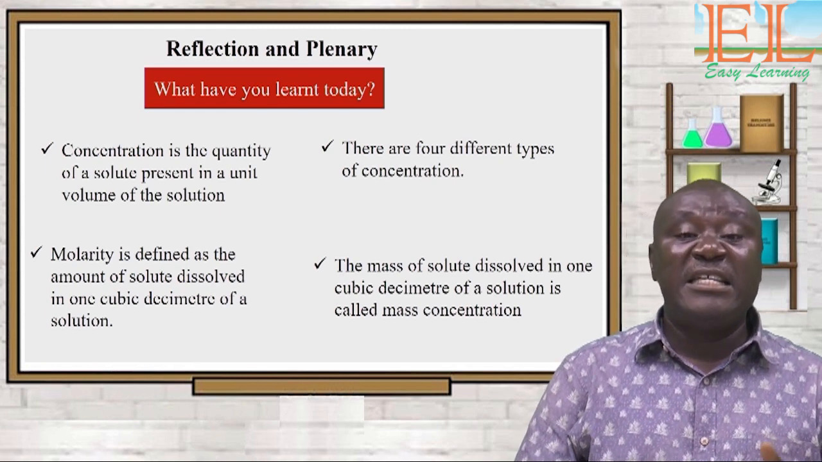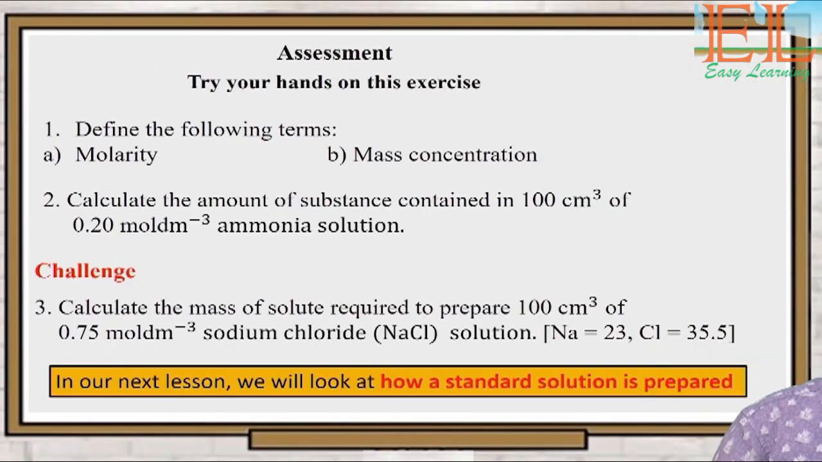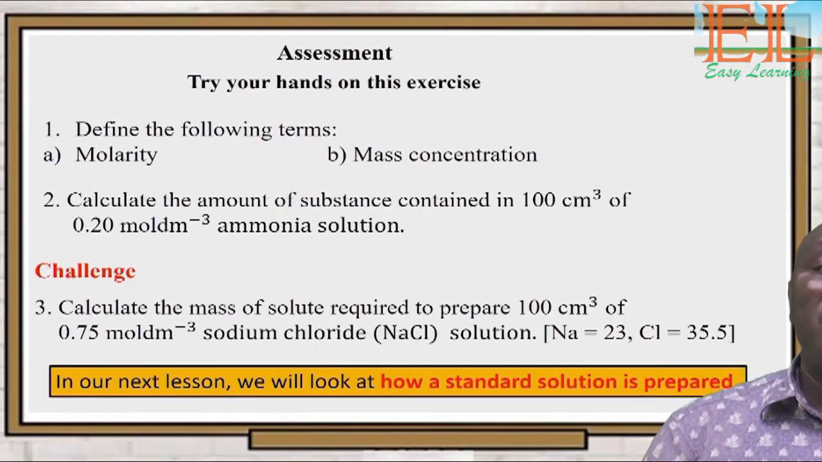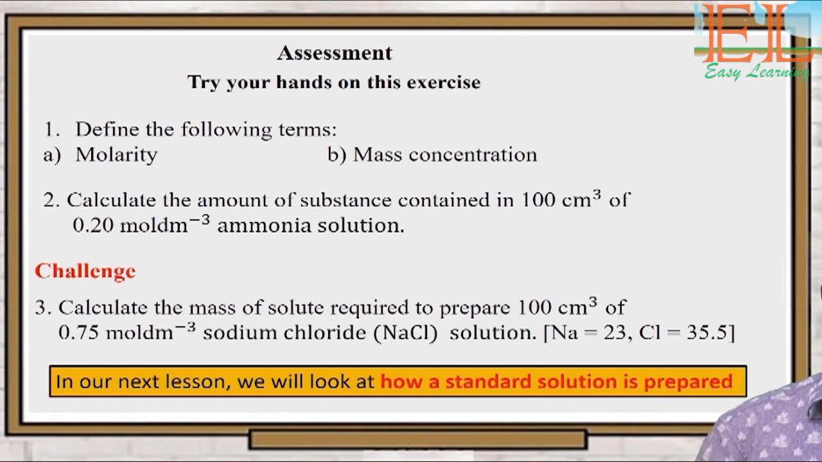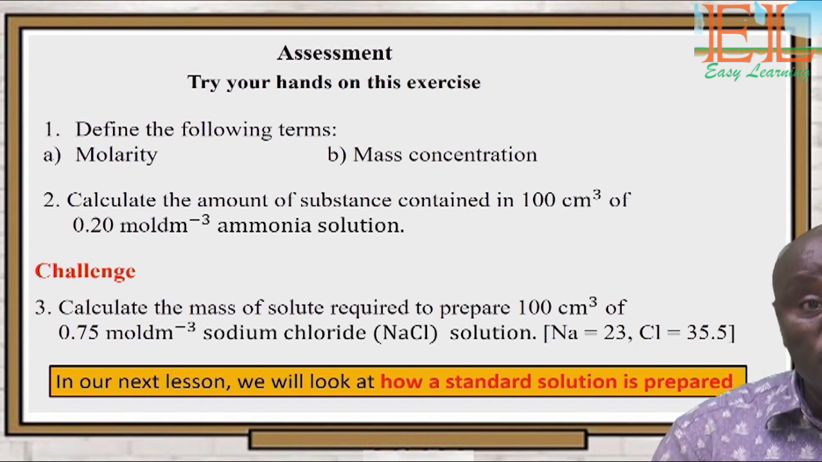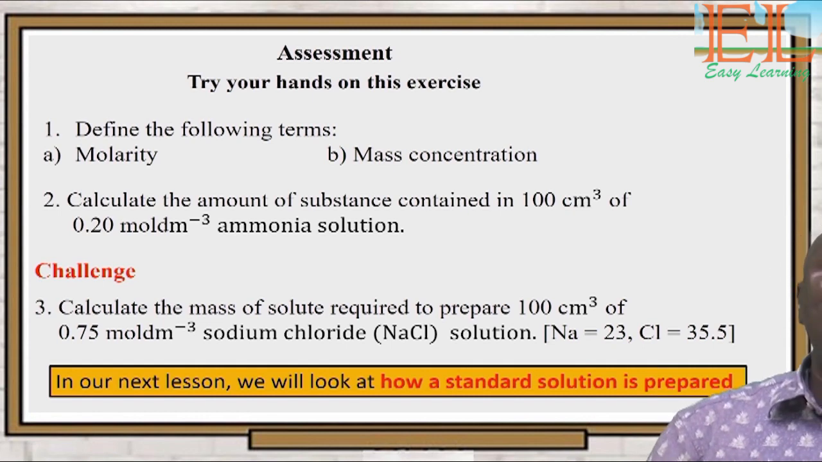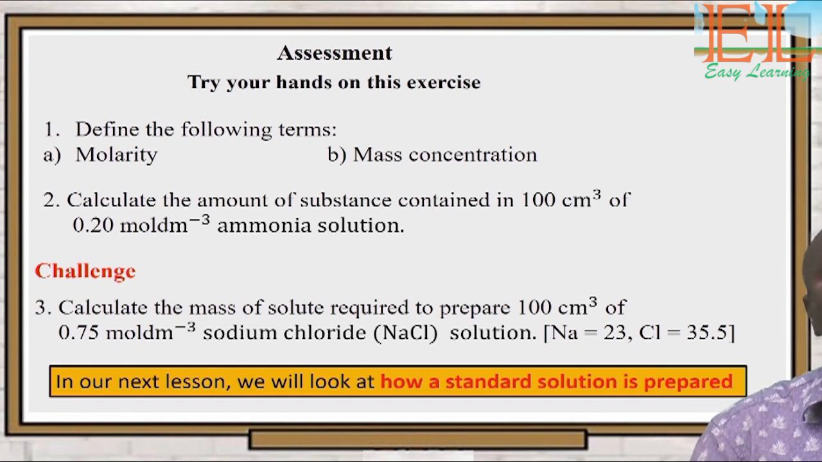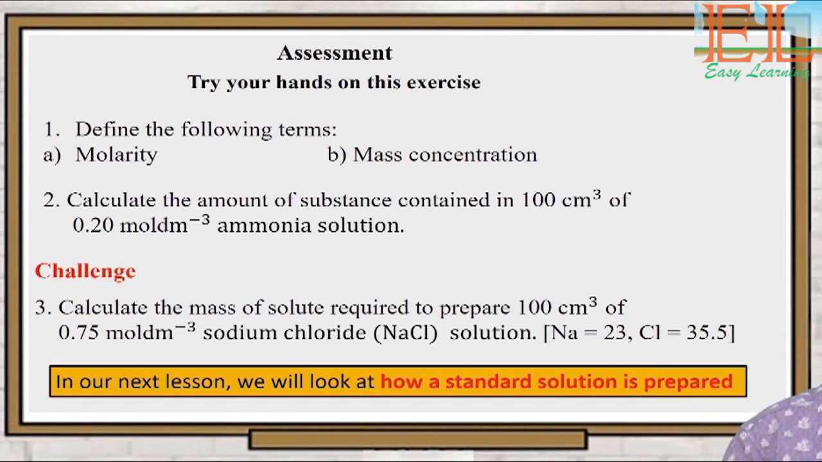Now I'll leave you with these exercises to try your hands. Question 1. Define the following terms. A. Molarity. B. Mass concentration. Question 2. Calculate the amount of substance or number of moles contained in 100 cm cube of 0.20 moles per dm cube ammonia solution.